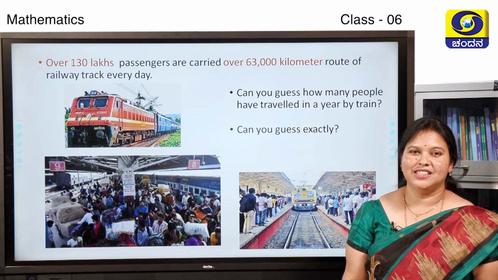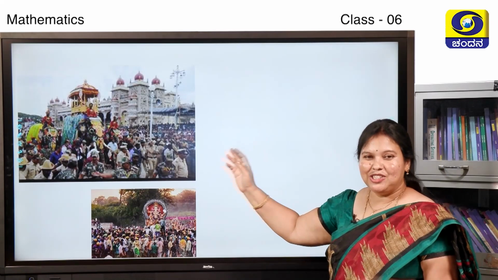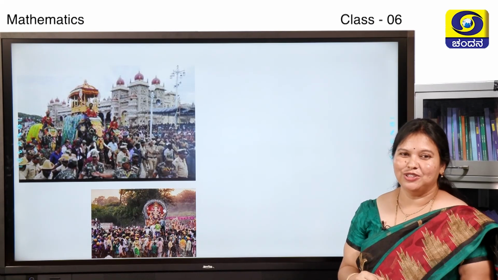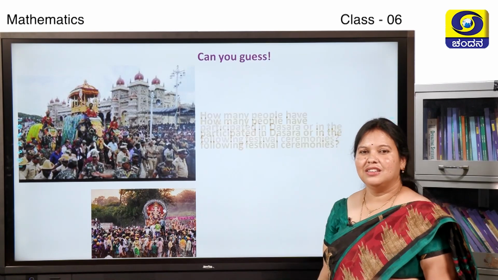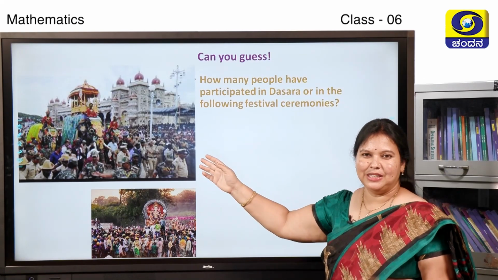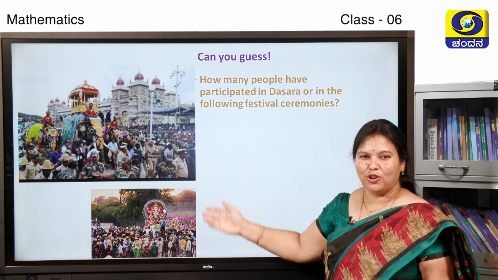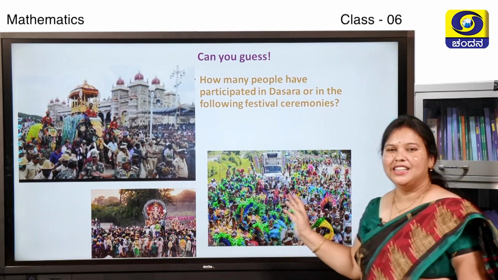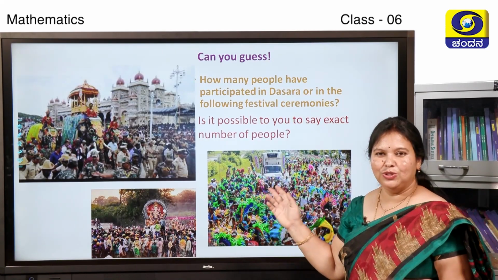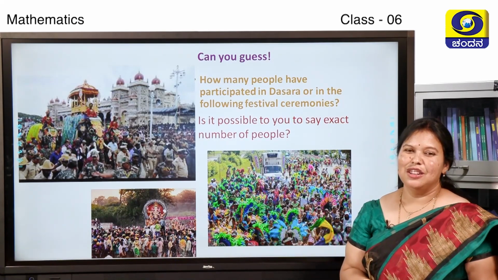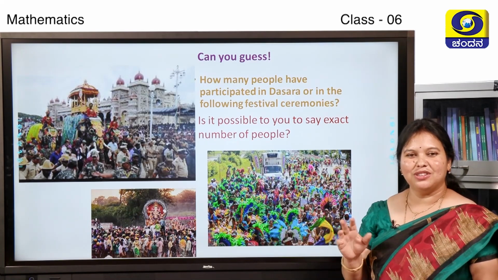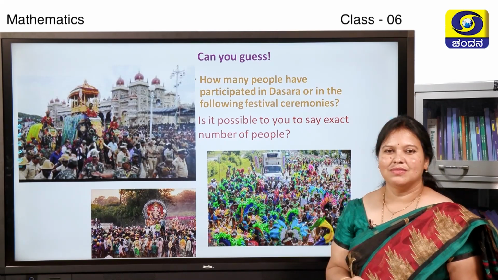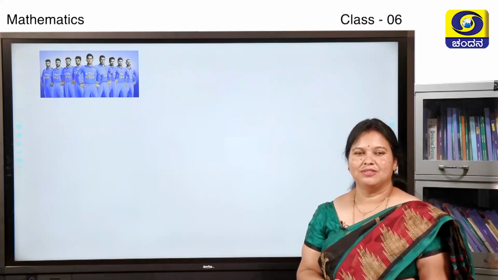Let's see another example. You are seeing a picture of the Dasara festival here. It's a very renowned festival of our state. Can you guess how many people have participated in Dasara or in the following festival ceremonies? You are seeing the Ganesha festival and a carnival. Is it possible for you to say the exact number of people? No. You can say some rough figure or some approximate number. Yes, let's see the next picture.